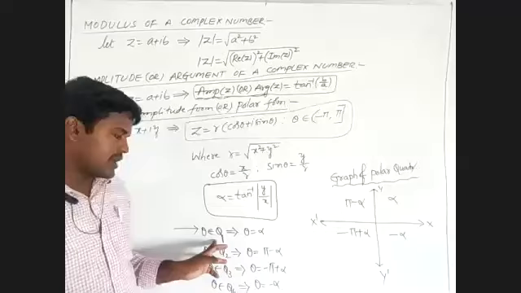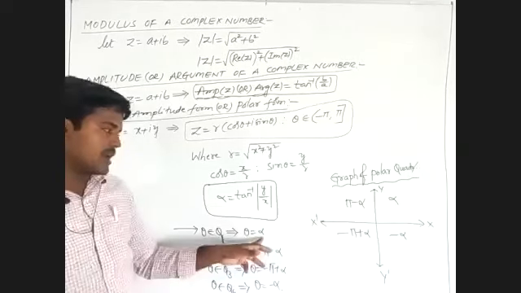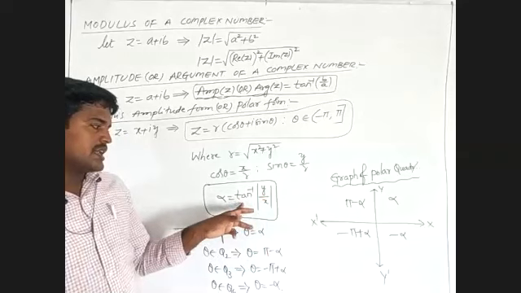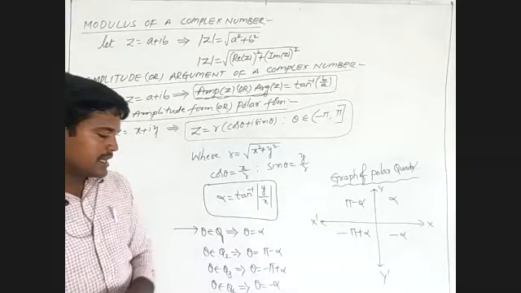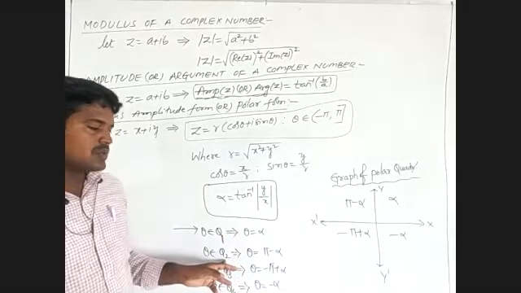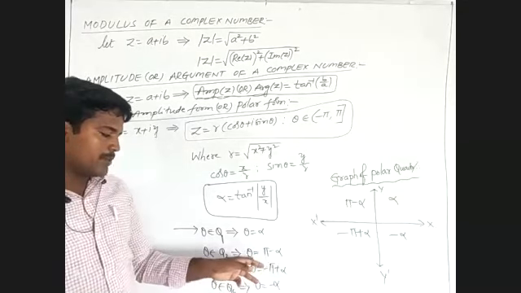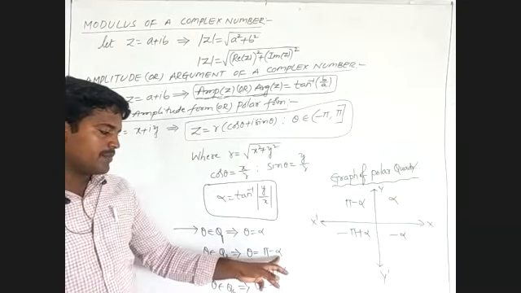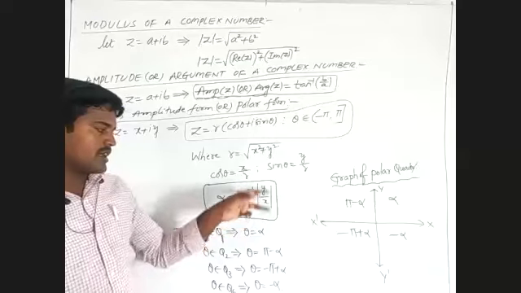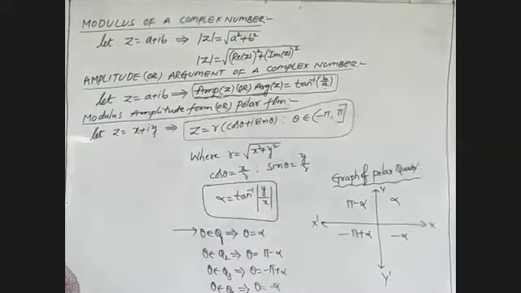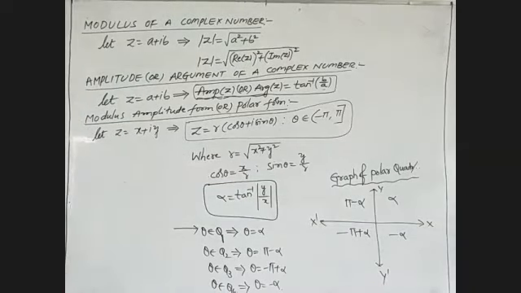If theta lies in the first quadrant, theta is equal to alpha, where alpha is tan inverse mod y by x. If theta lies in quadrant 2, then theta is pi minus alpha, where alpha is tan inverse mod y by x. How to write this, very carefully. This is most important for 2 marks.